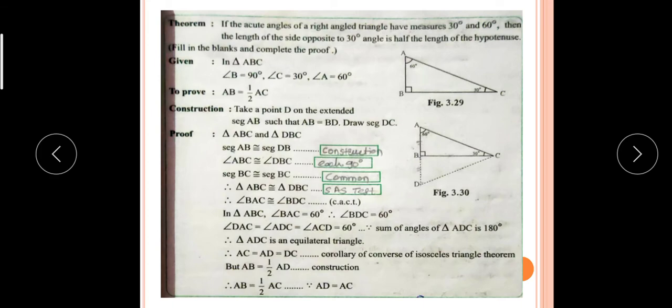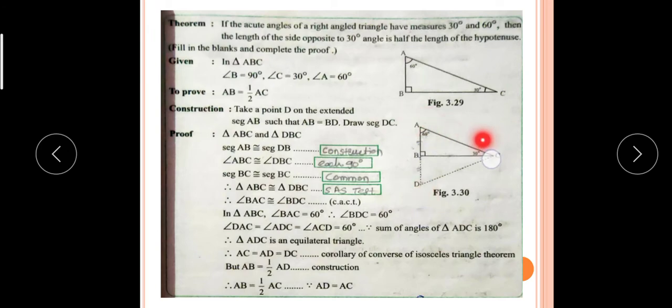Therefore angle BAC is equal to angle BDC by corresponding angles of congruent triangles, so this angle is 60 and this angle is 60. Now this is 30, this means the other is also 30. So in triangle ADC, this is 60, this is 60 and this is 60. If all the angles are 60, then it is an equilateral triangle. And if AB is equal to BD, then B is the midpoint of AD.